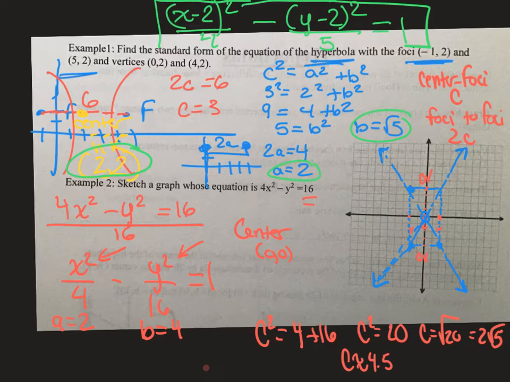The last thing I need to draw is my foci. From the center, it says to go 4.5. So 1, 2, 3, 4, and a little bit. That's a focus. And then 1, 2, 3, 4, and a little bit. There's another focus. So my hyperbola is going to touch my two vertices right here, and it's going to be held by my asymptotes to eat my foci.